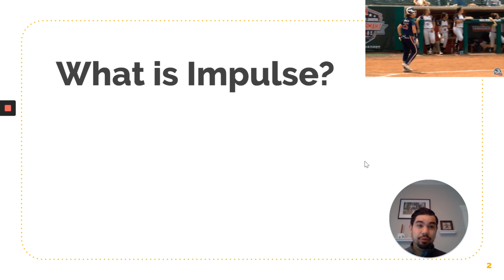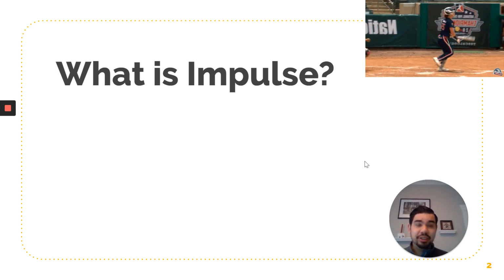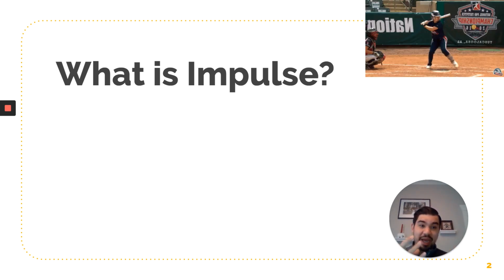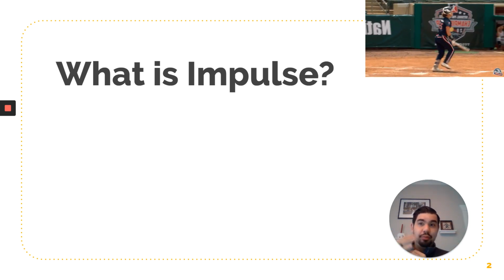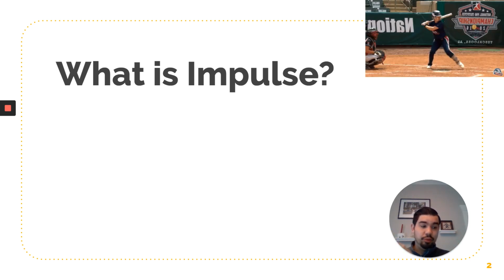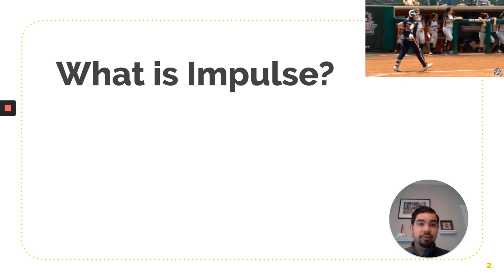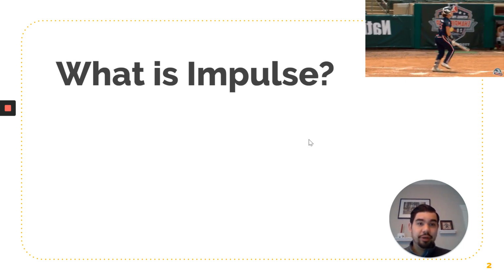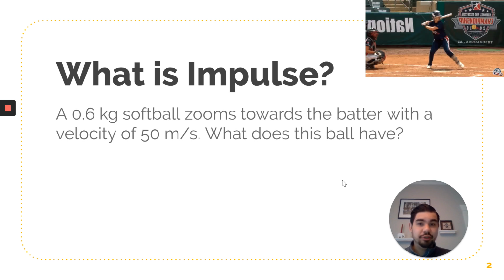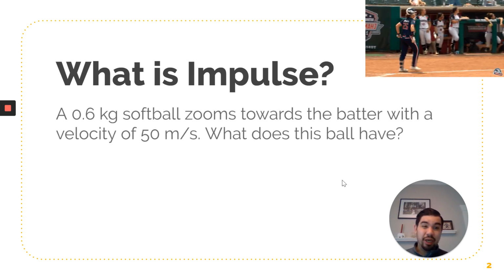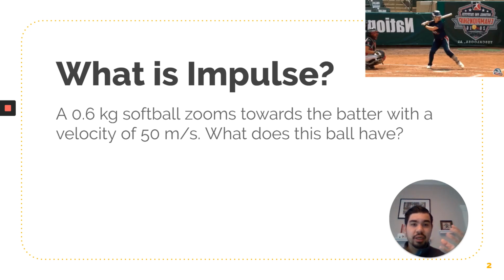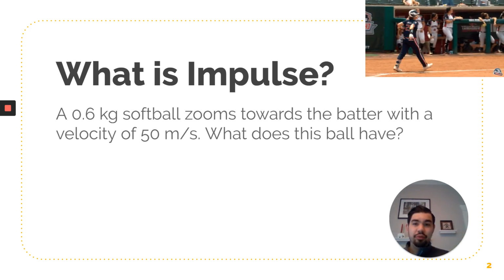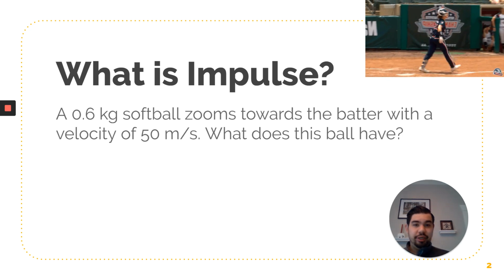All right, let's talk about impulse. Yesterday we talked about momentum. Again, an object that has mass and velocity will have momentum. Obviously, the more mass and more velocity it has, the more momentum it will have. Now, we specifically want to talk about where impulse falls in. So let's say you have a regular softball, about 0.6 kilograms, zooming towards the batter with a velocity of 50 meters per second.